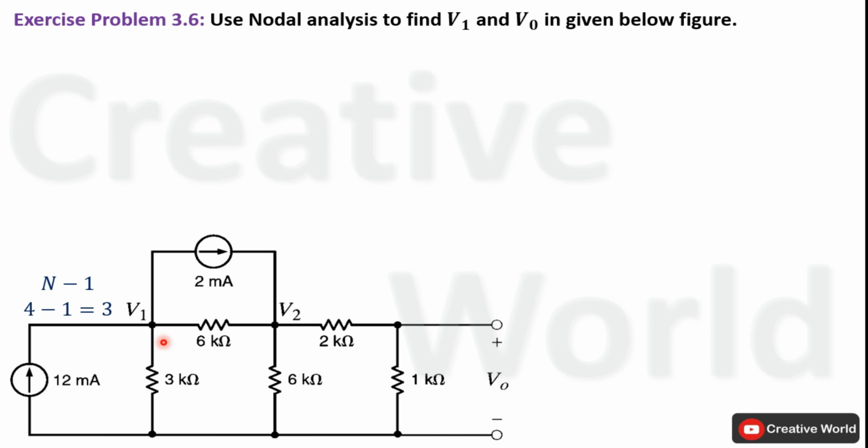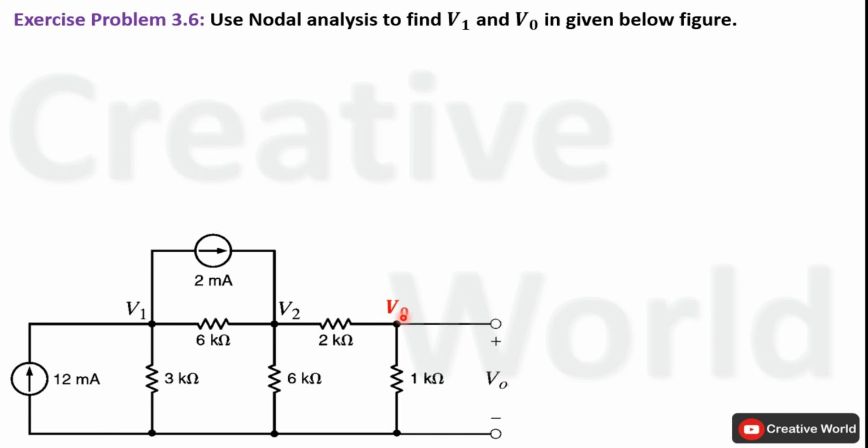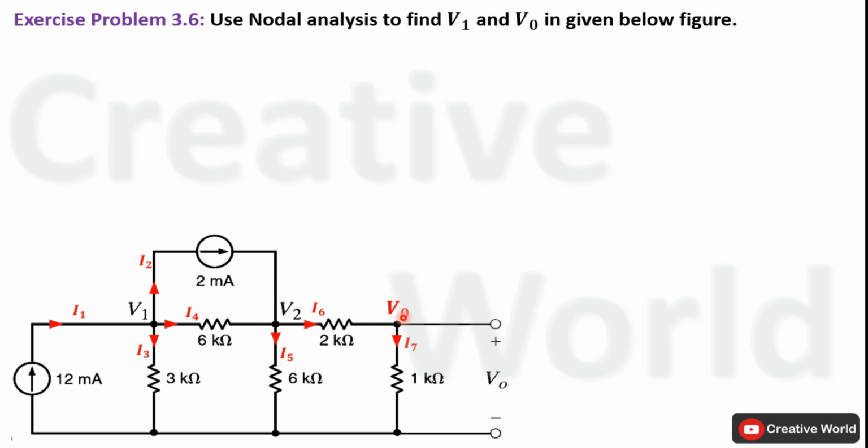In the next step, we have to label all non-reference node voltages. In this case, this is the reference or ground node, and all other non-reference node voltages are given. The voltage on this node will be equal to V0 because this voltage is appearing between this non-reference and reference node. So we will update this diagram by indicating the voltage on this node as V0. In the next step, we have to assume all unknown branch currents along with their directions.